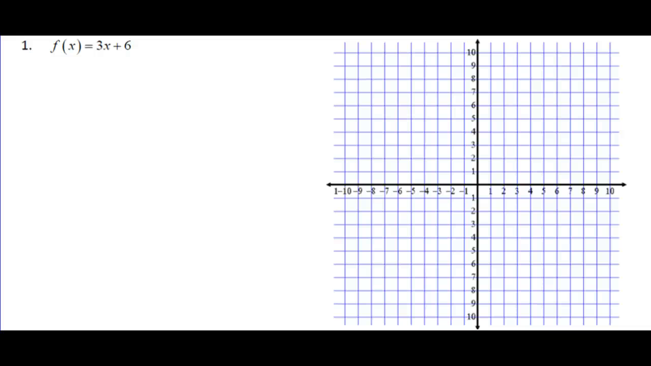The reciprocal is 1 over 3x plus 6, which is 1 over 3 times x plus 2. So what's the restriction here? Negative 2. So that tells us there's going to be a vertical asymptote at negative 2, right?